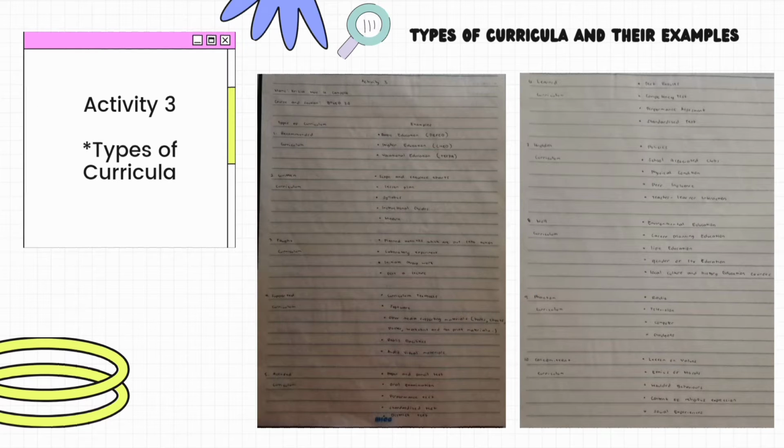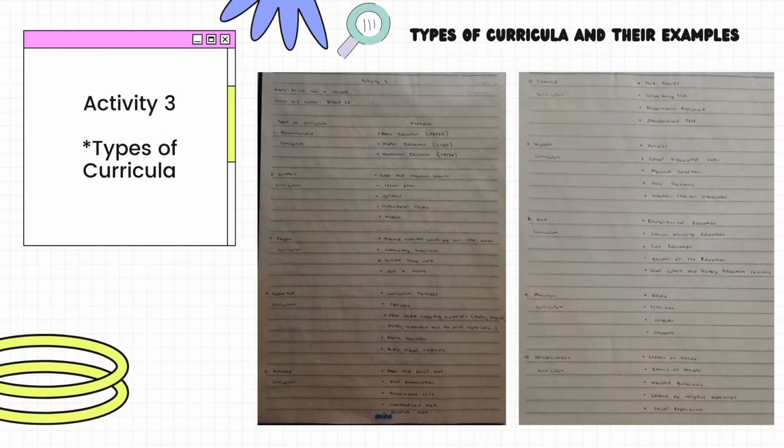And last is Activity 3. Its direction is I need to list down examples of different types of curricula. The curricula have 10 types. There are recommended curricula, written curricula, taught curricula, supported curricula, assessed curricula, learned curricula, hidden curricula, null curricula, phantom curricula, and concomitant curricula.